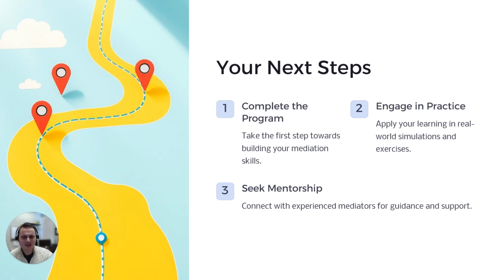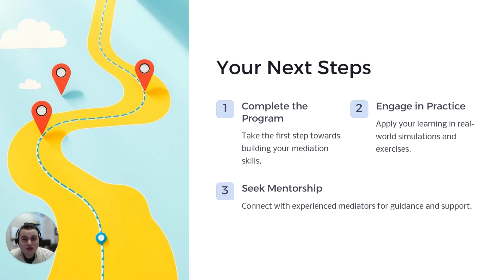And then you want to seek mentorship. So you're going to connect with experienced mediators for guidance and support. If you would like, we have a mediation practice group based out of Saskatoon that you can connect with Demi Peters to get more information about, or find a local mediation practice group around you.